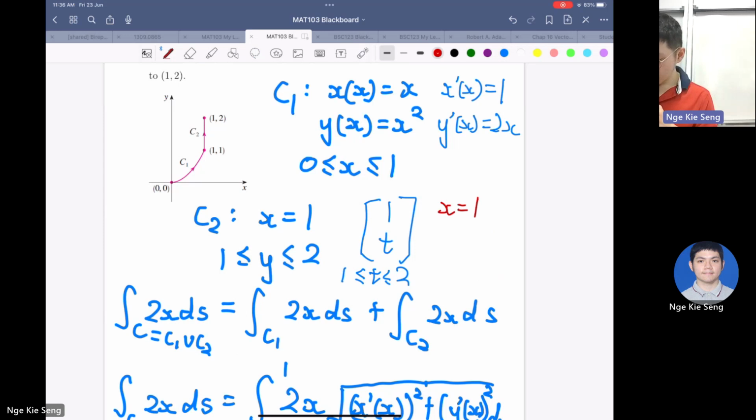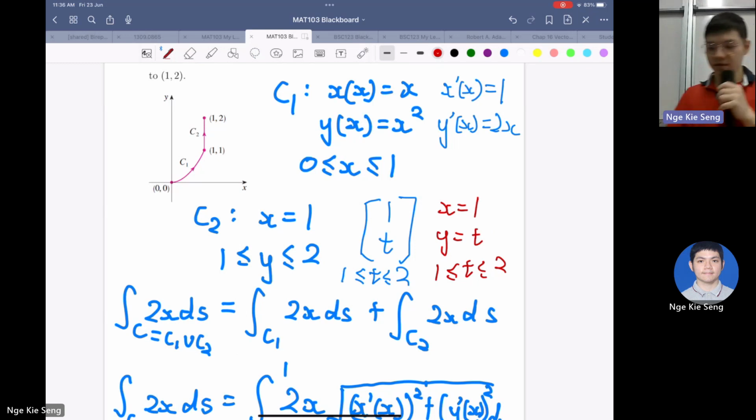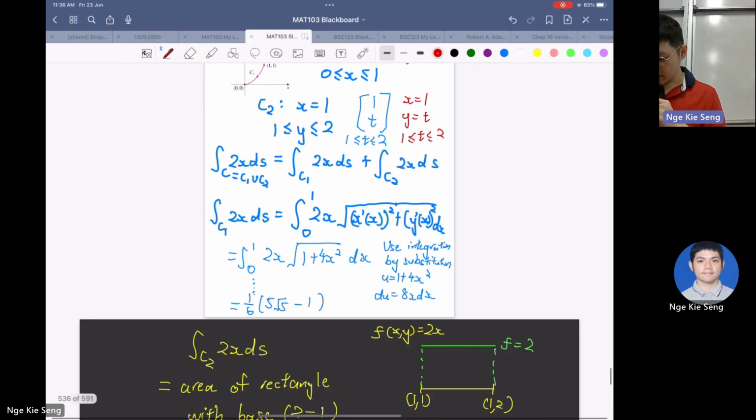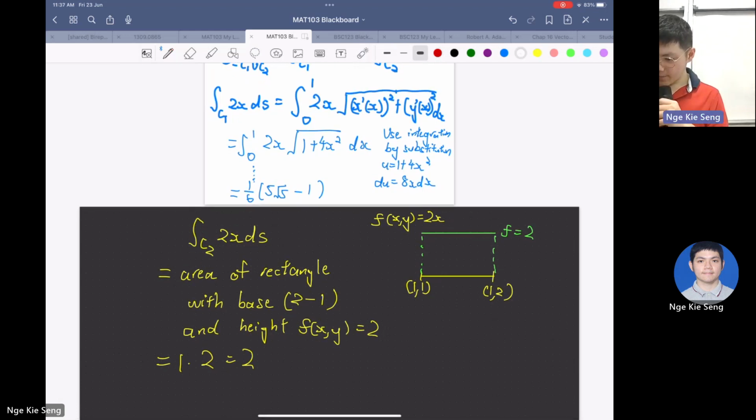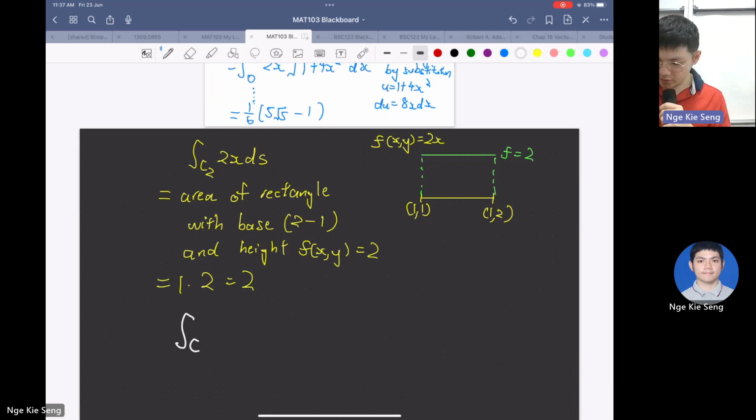x equals 1, y equals t, where t is going from 1 to 2. So now you differentiate with respect to t. Let me write the integral here. What is our integral? The integral over C2 of ds. Can you see that this s here is the length inside 2D?